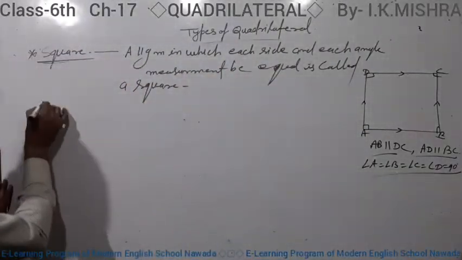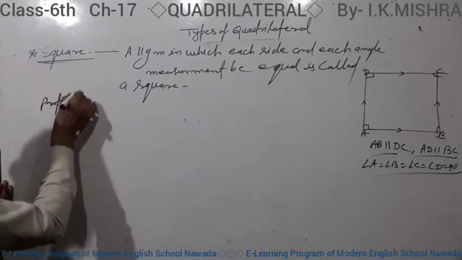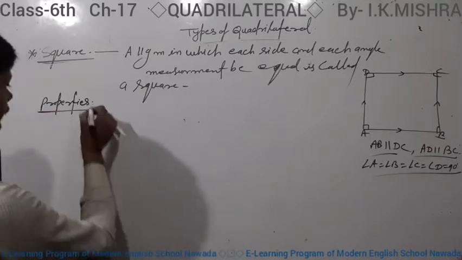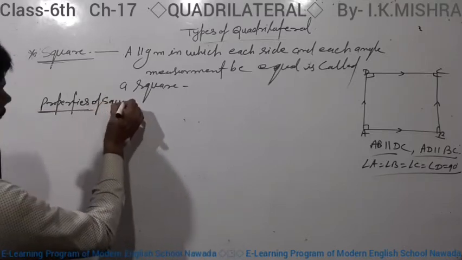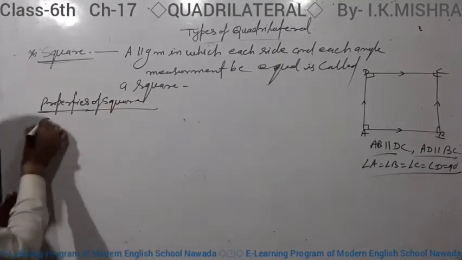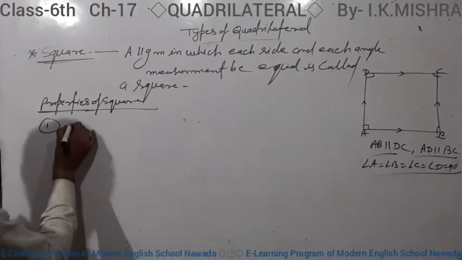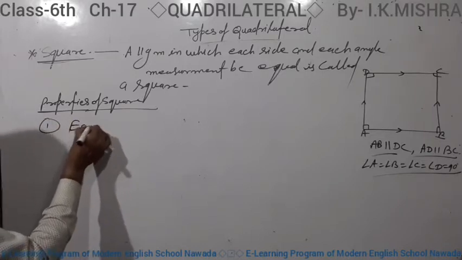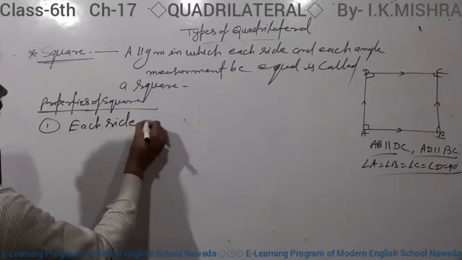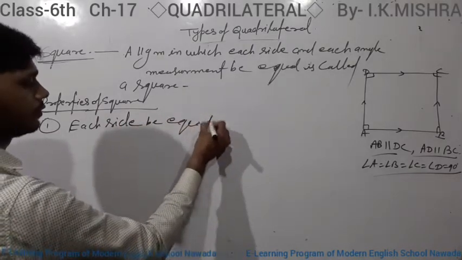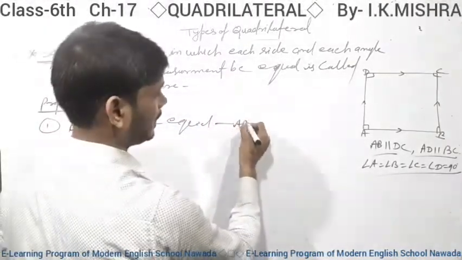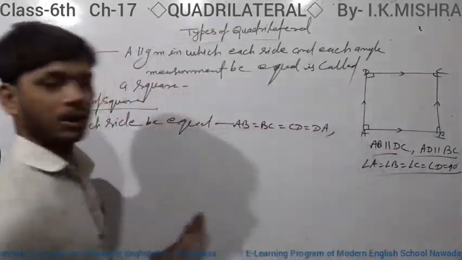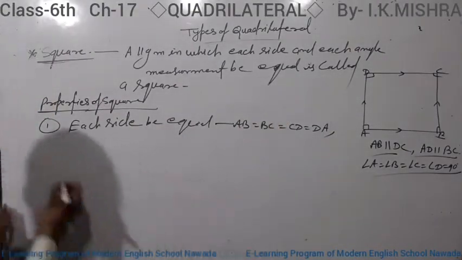So here are the properties of a square. First, each side is equal. According to this figure, AB is equal to BC is equal to CD is equal to DA. The length of each side is equal.